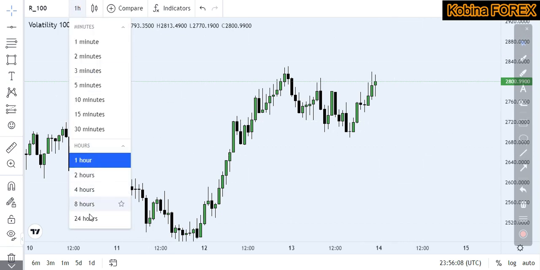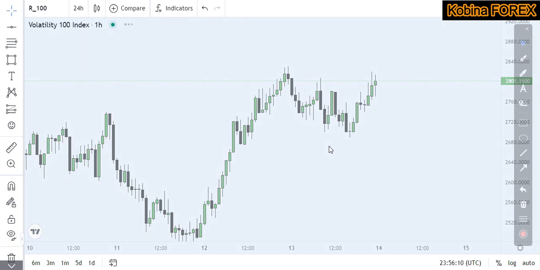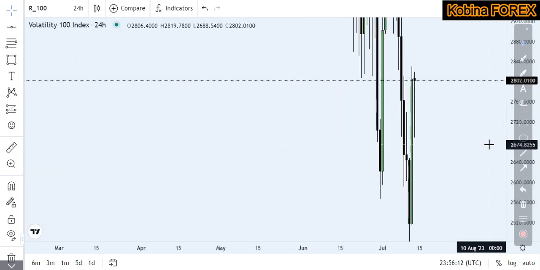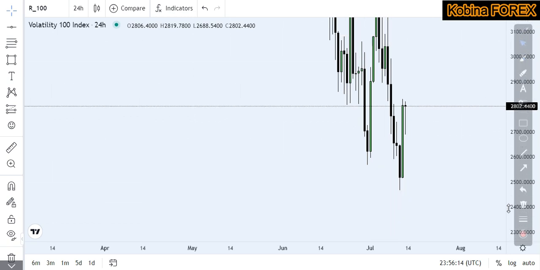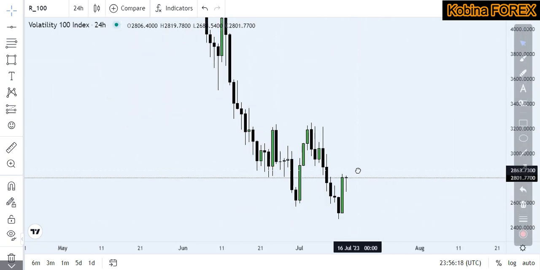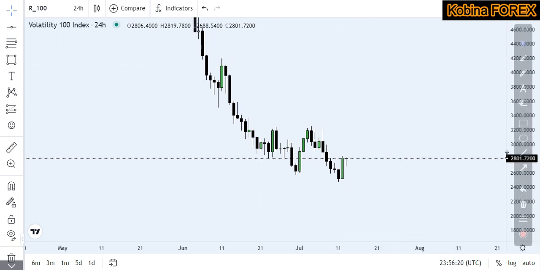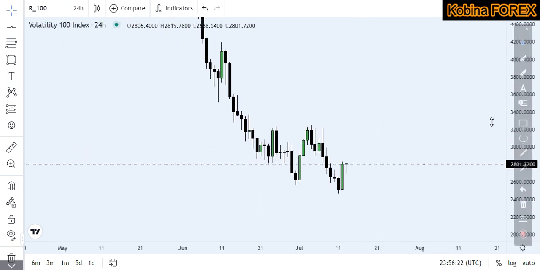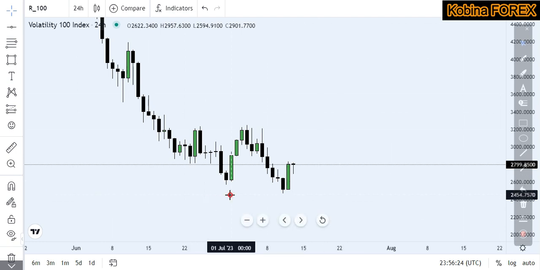Now let's look at volatility 75 on the daily time frame. Beautifully, we will find something nice here. Sorry, we have volatility 100. Okay, so on volatility 100, this is it.